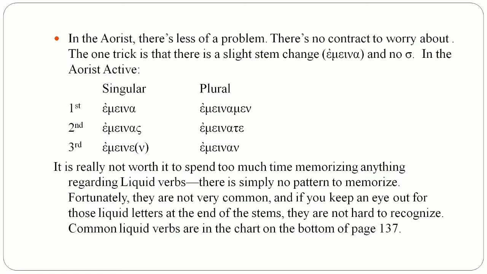Probably the best way to do this is just to look at the chart on the bottom of page 137. That will give you the most common liquid verbs. And it also gives you those forms that you need to be aware of in the future tense and the aorist tense. So have a look at those. Be aware of how those change, but probably not worth it to memorize those.